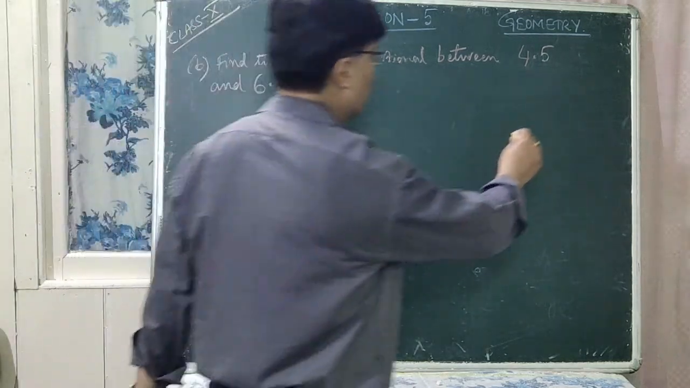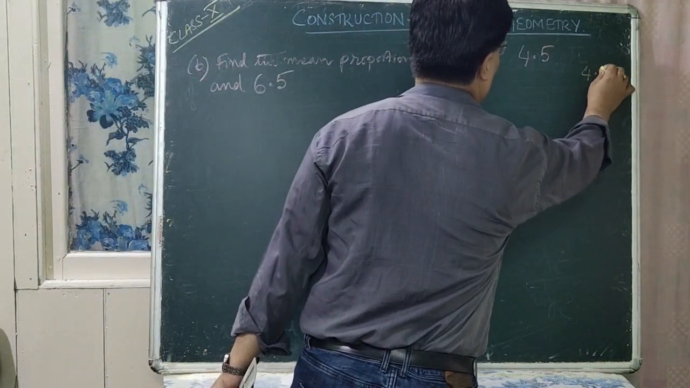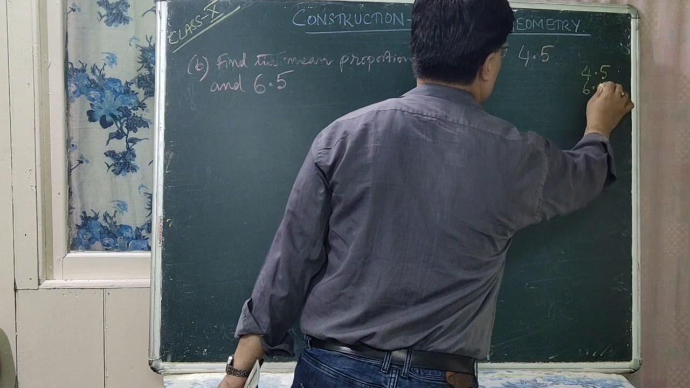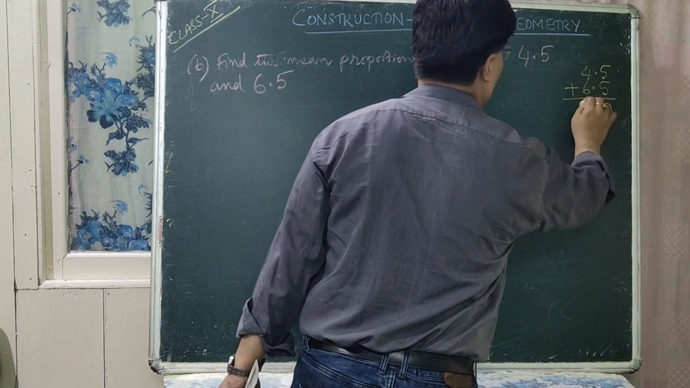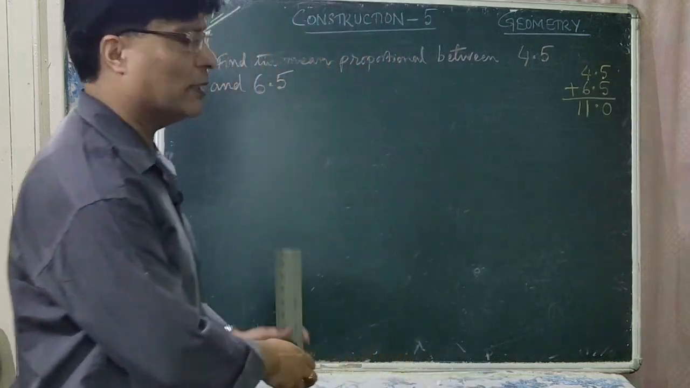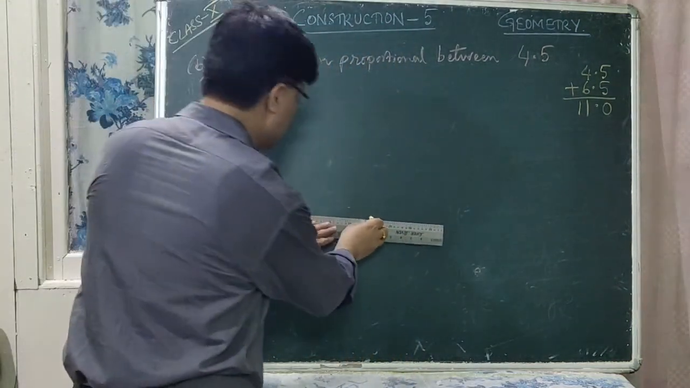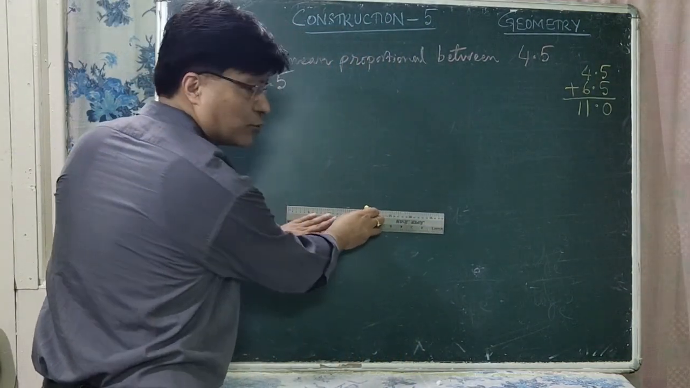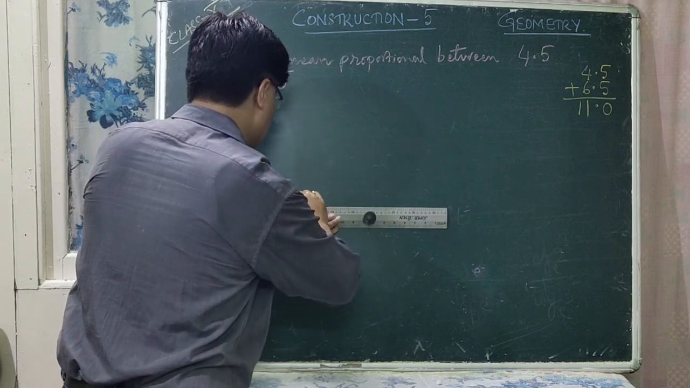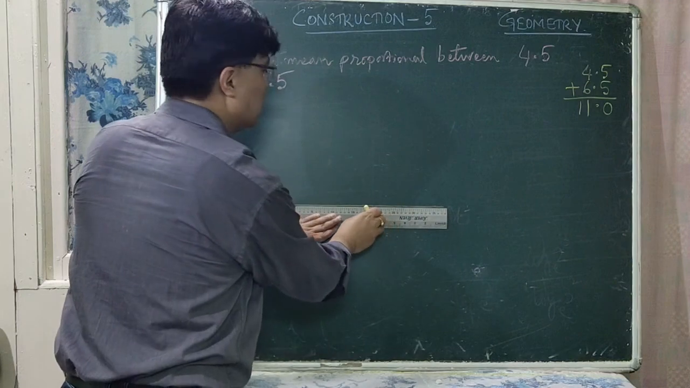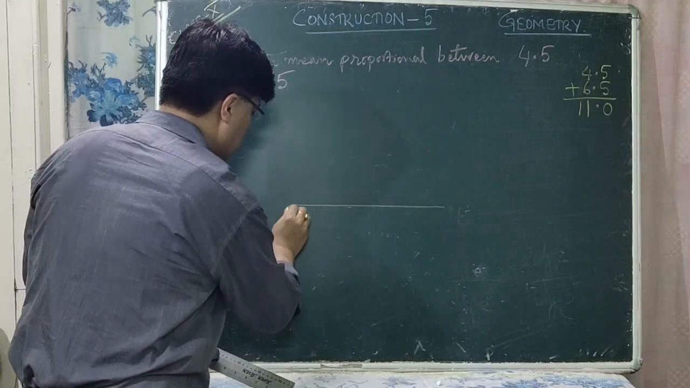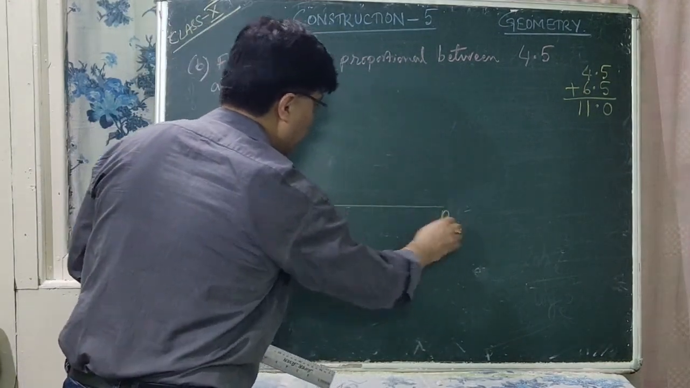Now let us draw these two lengths. If you add them, what do we get? 4.5 plus 6.5, what is it? 11. Now 11 centimeter. You have to draw the total length of 11 centimeter. Suppose this is of 11 centimeter, right? So this is A and this is B.